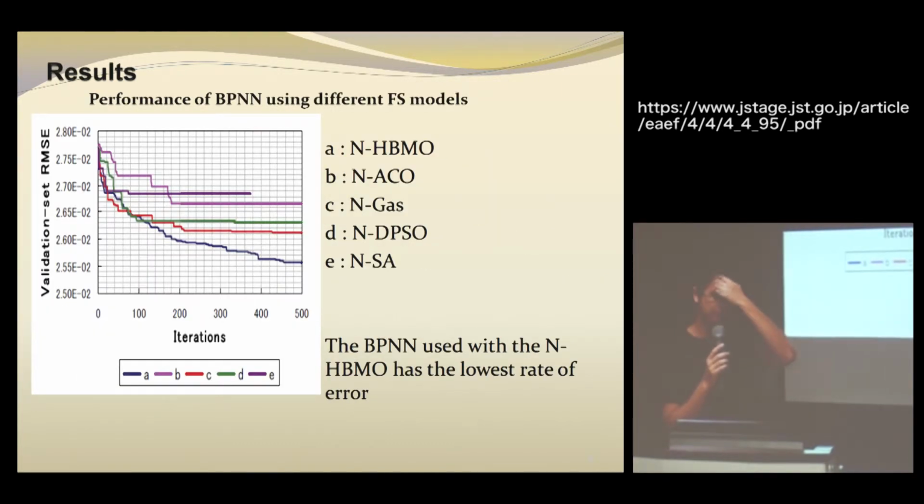And here is the performance of the artificial neural network mixed with some of the feature selection. So we can see that here is also the root mean square error. You can see that if we use the backpropagation neural network mixed with the Univ's mating optimization, we got the lowest rate of error too.